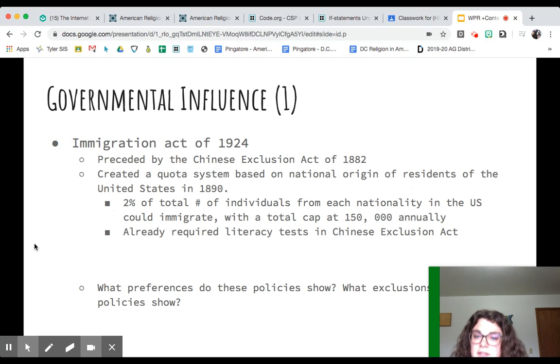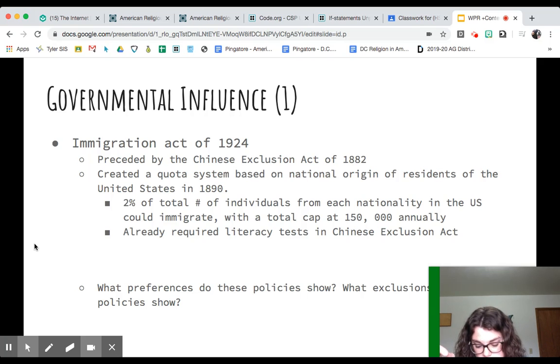There's also, in this cultural context, a lot of government influence, both for and against immigration, that affects who immigrates and how they immigrate. To begin, we have the Immigration Act of 1924. Different acts of immigration came before it, including the Chinese Exclusion Act of 1882. So this was kind of a big moment in a series of legislations that affected immigrants to the United States.